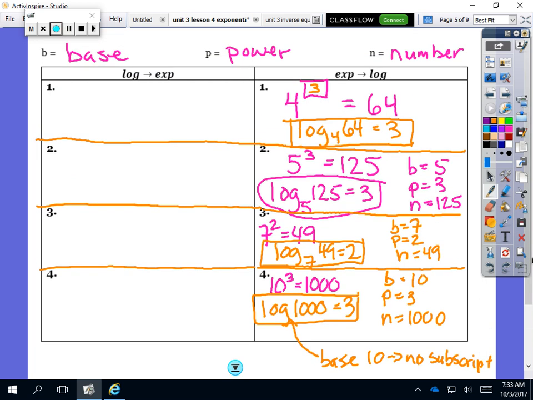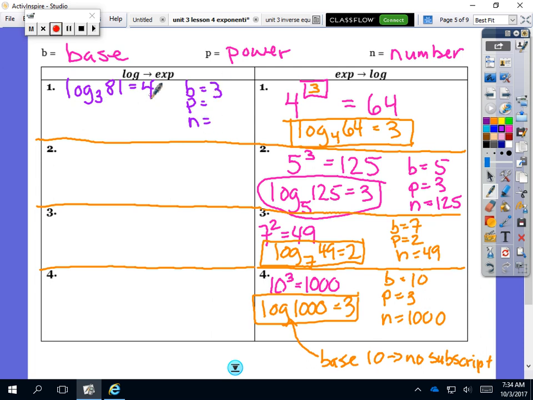Okay, so what if I have a function that is already in log form and I need to switch it to exponential form expression? So let's say I have log base 3 of 81 equals 4. Well, you just go backwards. Figure out what b, p, and n are.